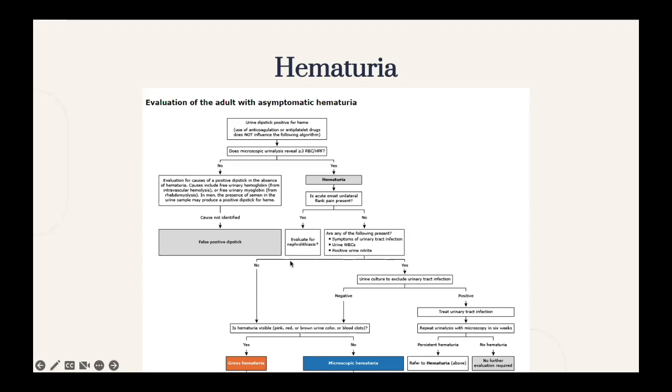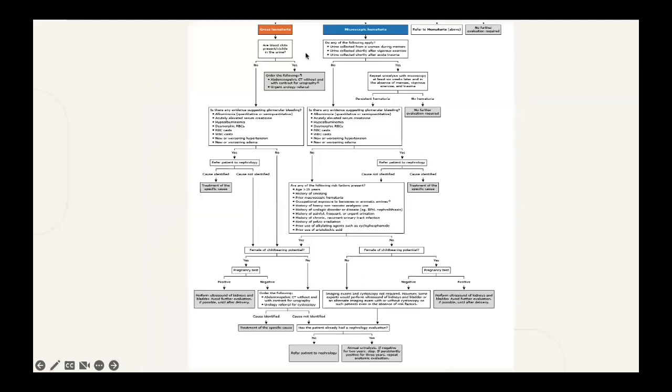If it does not, then we have ruled out nephrolithiasis, and then we have ruled out urinary tract infection. So what do we do next? We classify the hematuria into 2 classes. Is it gross hematuria or is it microscopic hematuria? In this case, if it's gross hematuria, we check for any blood clots. If there are blood clots, we do an abdominal pelvic CT scan, and urgent urology referral is required.